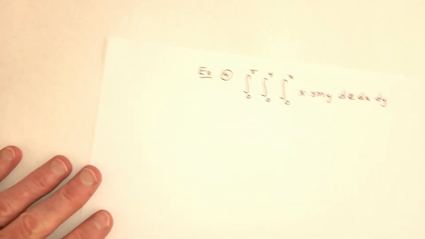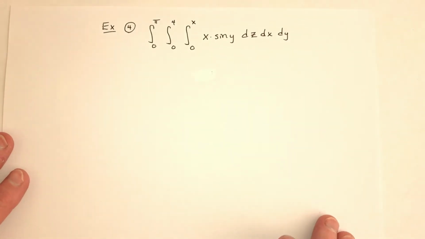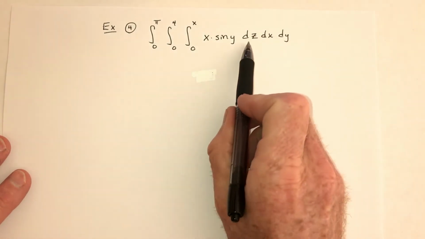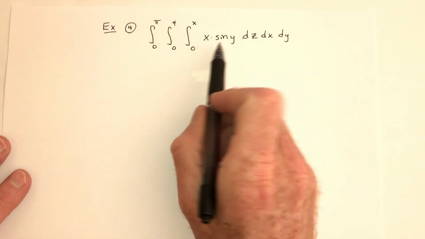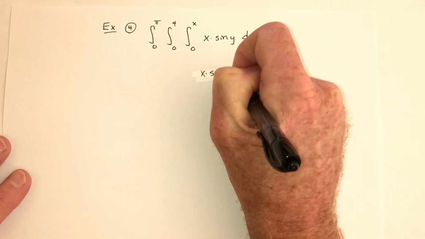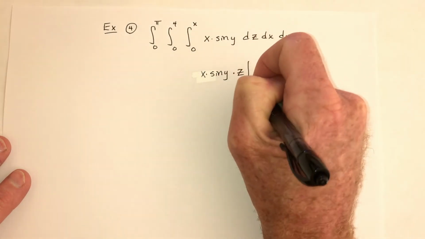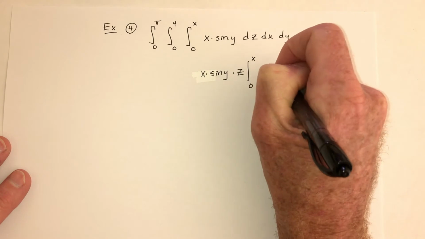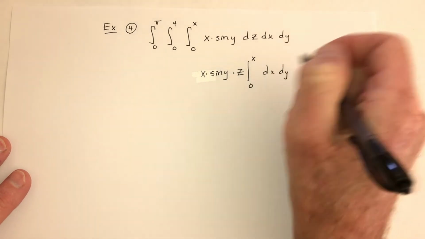And now for example number 4. First, we integrate with respect to z, which means that these are constants, so they just stay there. And then times z, which is evaluated from 0 to x.